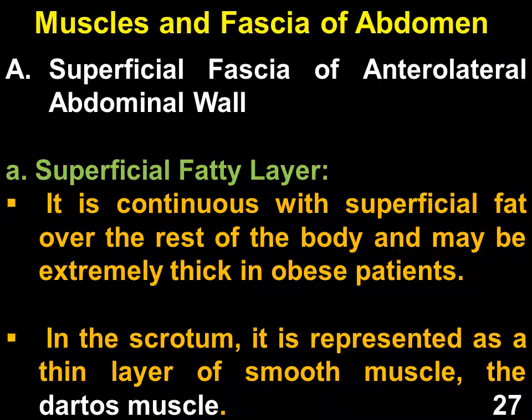طيب هلا muscle of and fascia of abdomen، عندنا superficial fatty layer، وهذه it is continuous with the fat of the rest of the body. بالobese patient هذولا it is very thick. بالسكروتم it is represented by a thin layer of smooth muscle اللي نسميها dartos muscle، وهذه راح ناخذها باليوروجينيتال ان شاء الله.